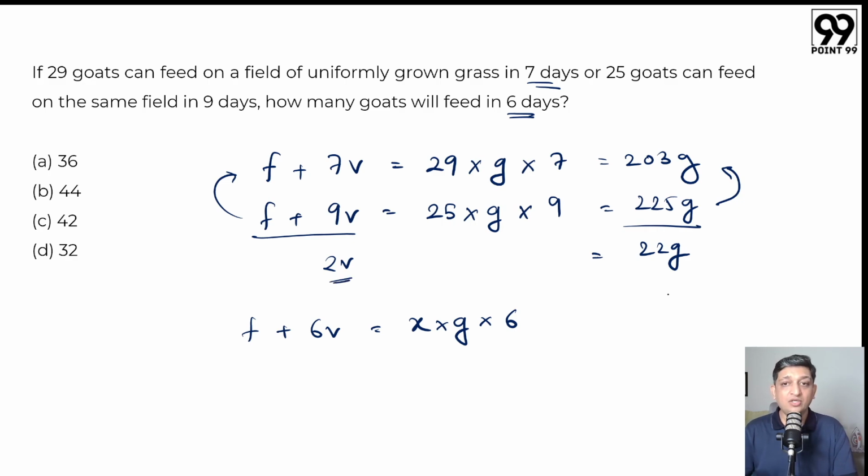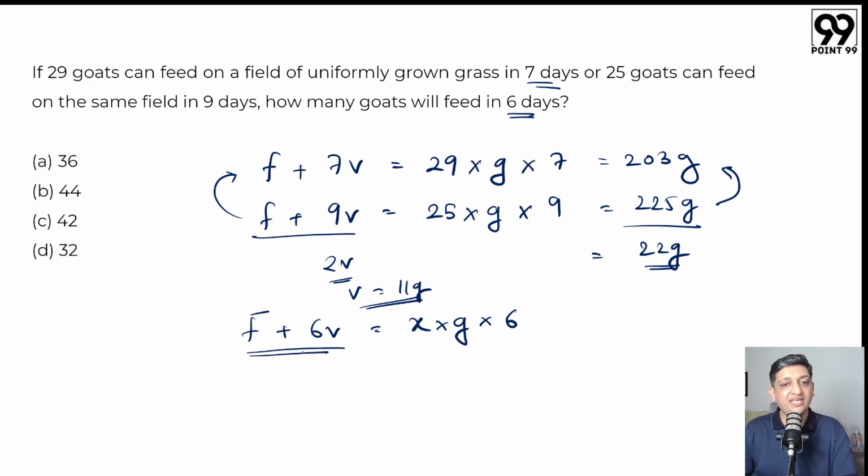Now I know that 2v is equal to 22g. That tells me that v equals 11g. Now some of you might want to find it this way: v equals 11g, so 7v will be equal to 77g, and 203 minus 77 will be 126. That is one way of doing it, but you can also think about it like this.